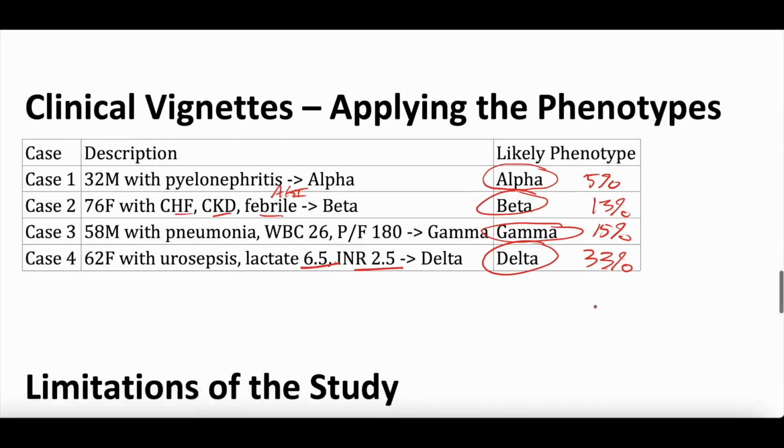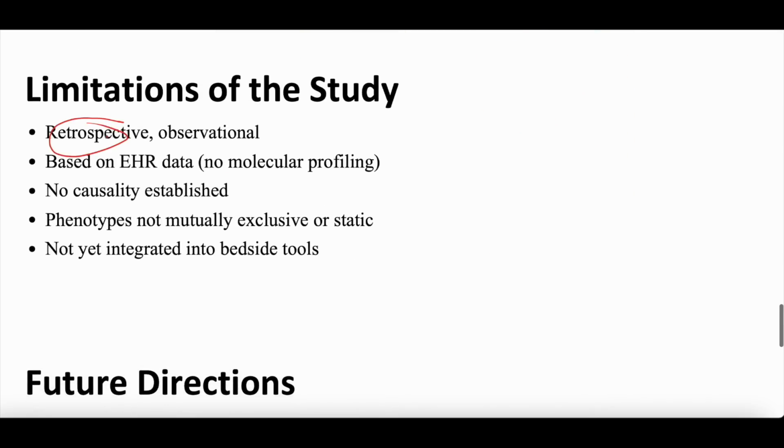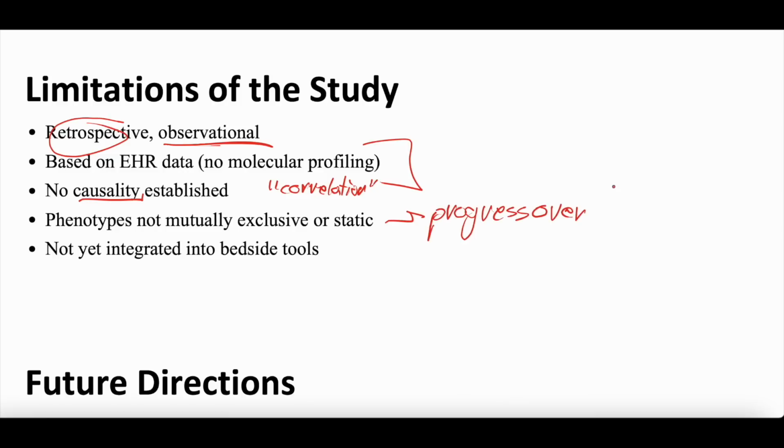Okay, so this study, obviously lots of limitations. It was retrospective, it looked backwards, it was observational. They used kind of electronic health record data. Causality was not established. This was all kind of correlation. There will be future studies on this that'll help us understand if there's causal. Phenotypes are not mutually exclusive or static, right? Do these change or progress over time. This just looked at within 6 hours. At 24 hours, do these phenotypes still stand? All that kind of stuff. And it's not yet integrated into the clinical arena, so this is all food for thought.